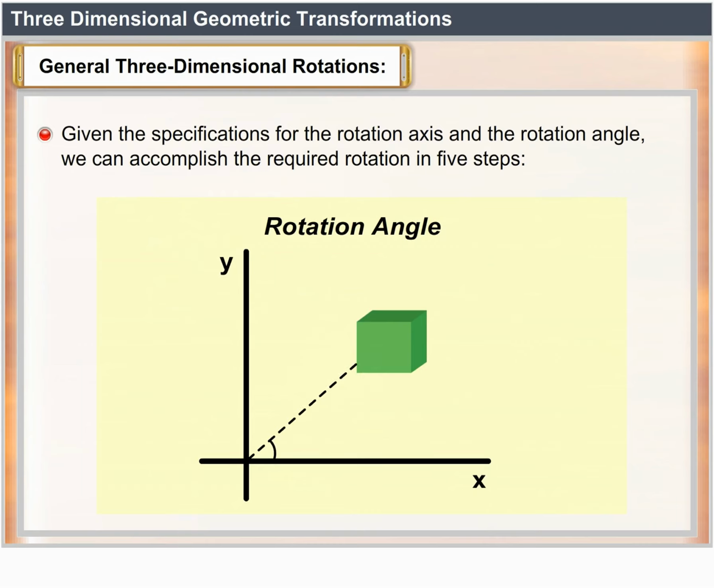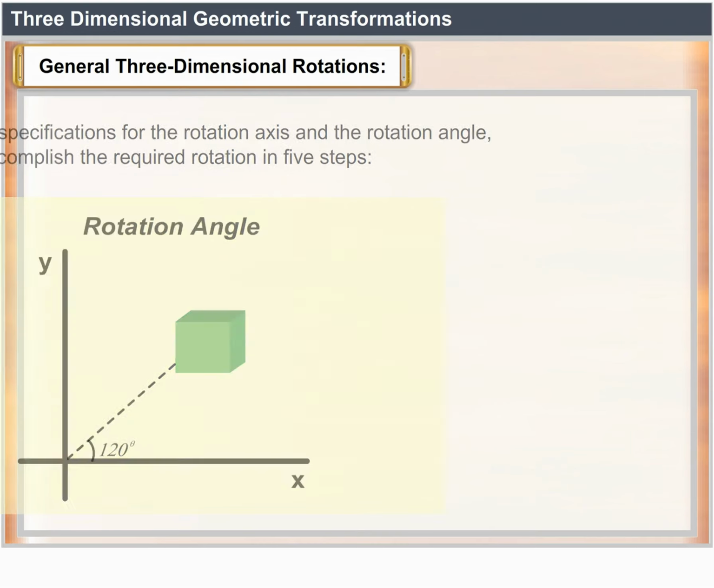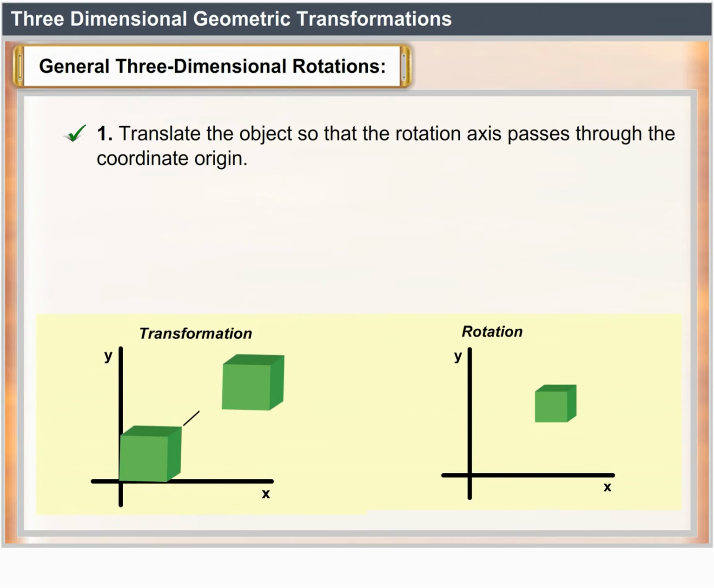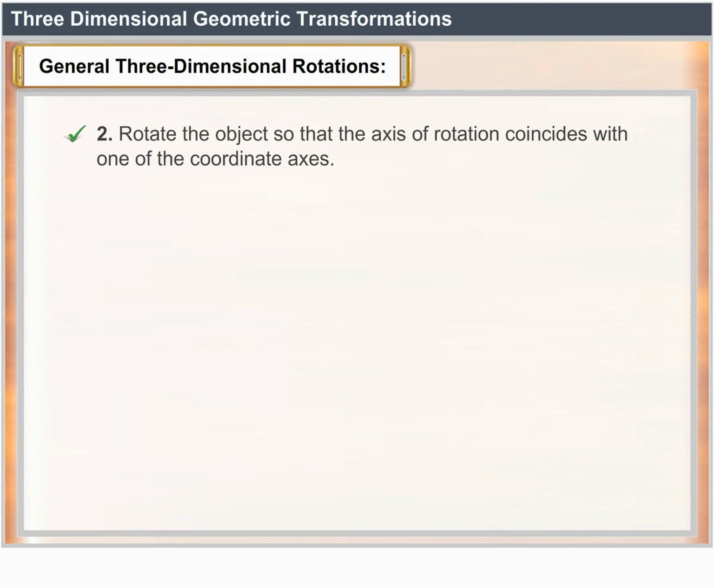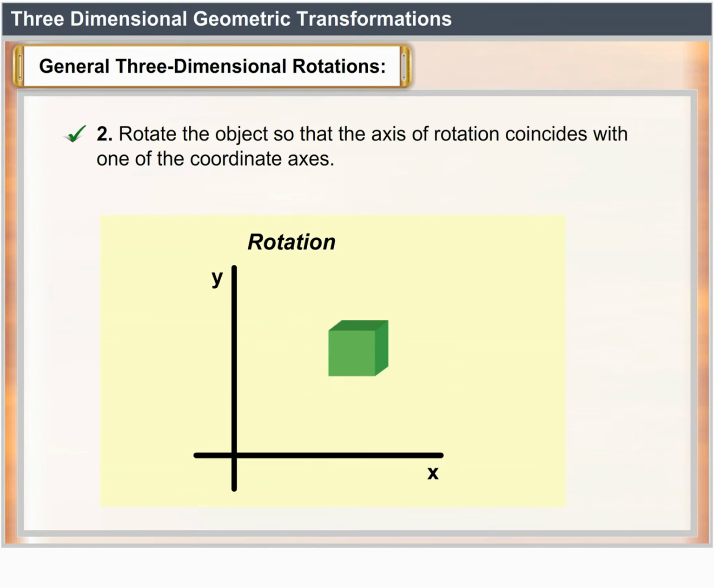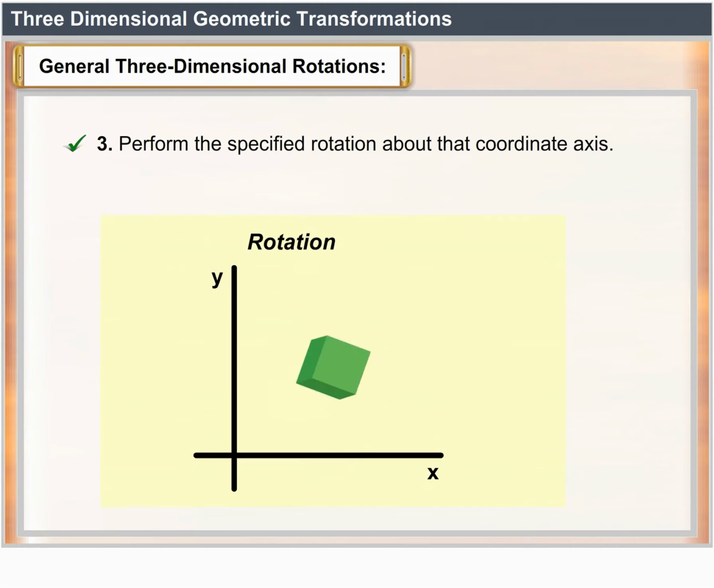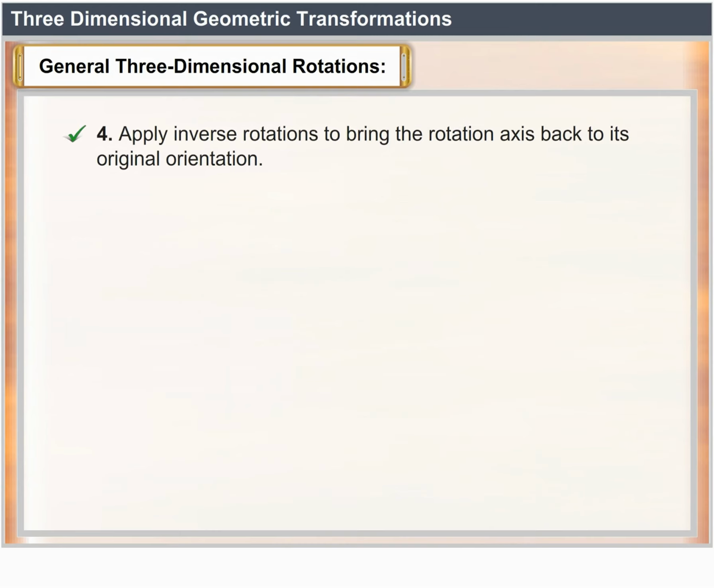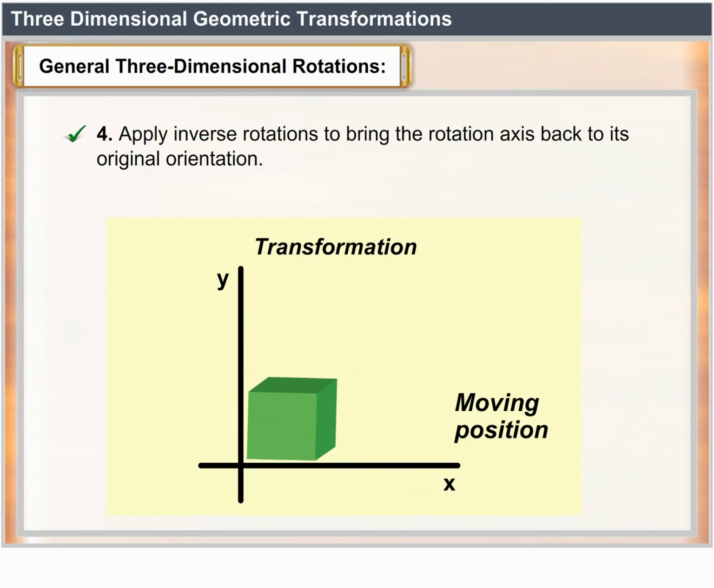1. Translate the object so that the rotation axis passes through the coordinate origin. 2. Rotate the object so that the axis of rotation coincides with one of the coordinate axes. 3. Perform the specified rotation about that coordinate axis. 4. Apply inverse rotations to bring the rotation axis back to its original orientation. 5. Apply the inverse translation to bring the rotation axis back to its original position.